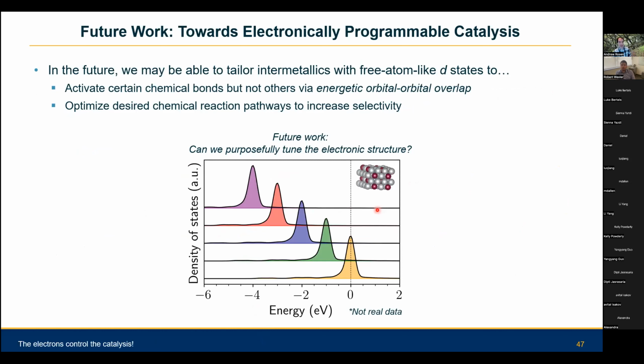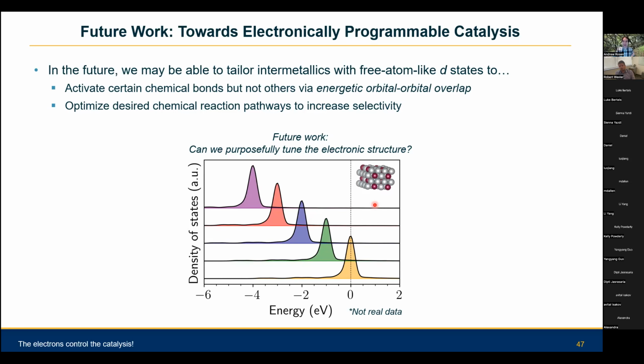Now, going forward, and this is pure speculation, but something I think is very interesting potentially, is that we might be able to take advantage of the fact that the electrons control the catalysis and the fact that these materials are very tunable and have very sharp, narrow electronic states, and potentially tailor the electronic structure of catalysts for activating certain chemical bonds, but not others.